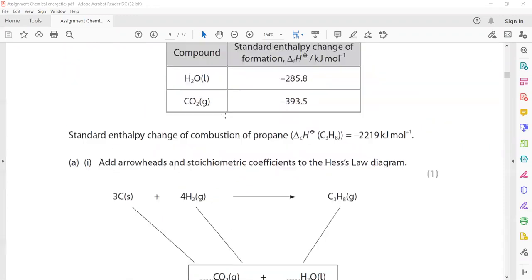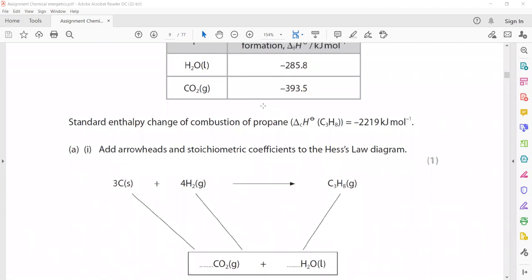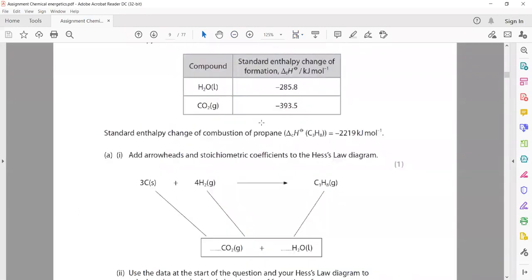Here, because the formation is given, it means that elements will form a compound. We have the formation of water and the formation of carbon dioxide. When we complete the arrows, hydrogen is mixed with oxygen to form water, so there must be oxygen as well, O2. Same thing, carbon reacts with oxygen to form carbon dioxide, so there must be oxygen as well.